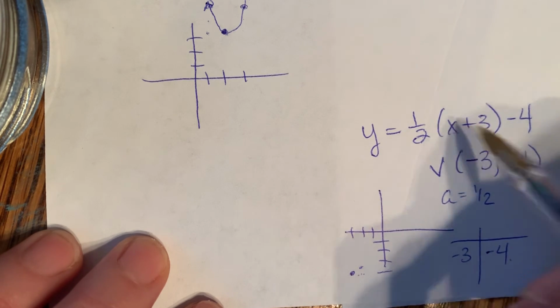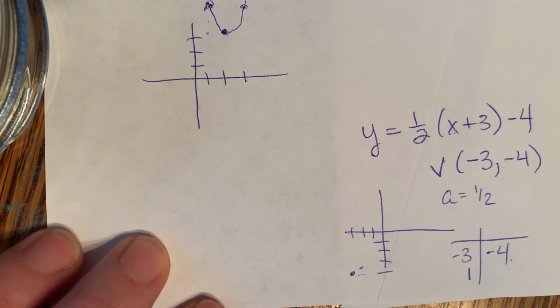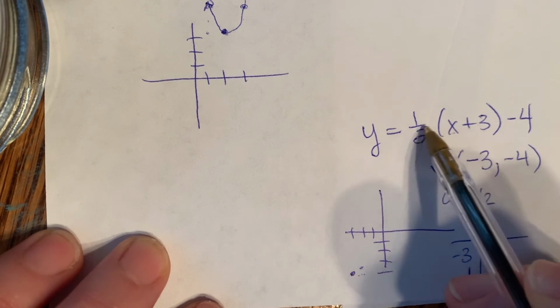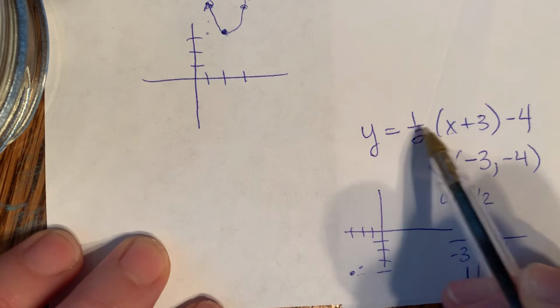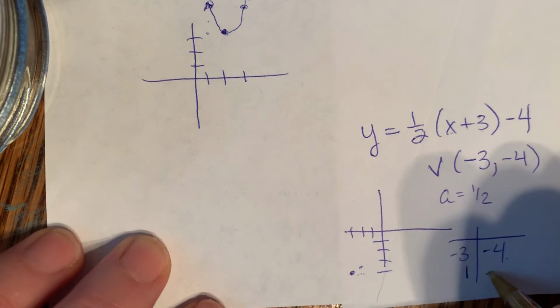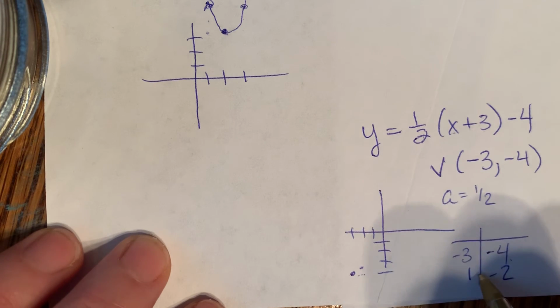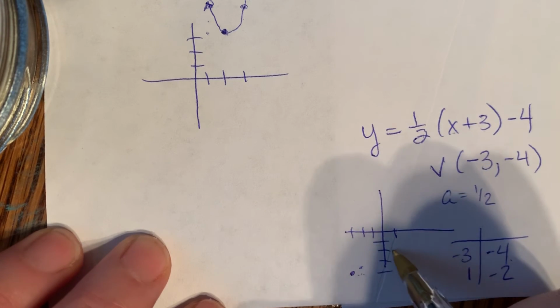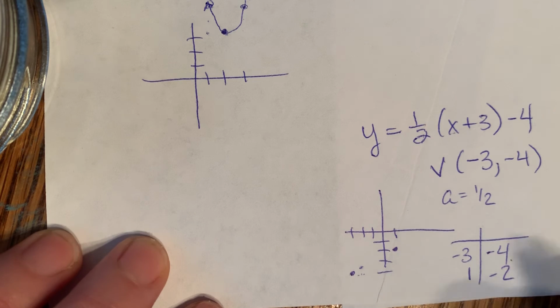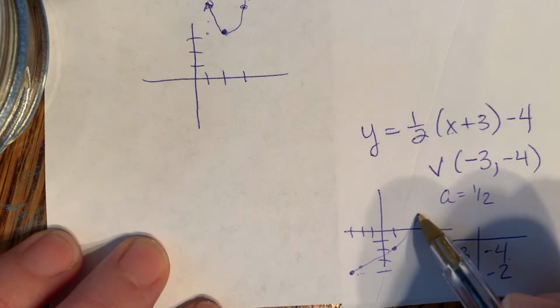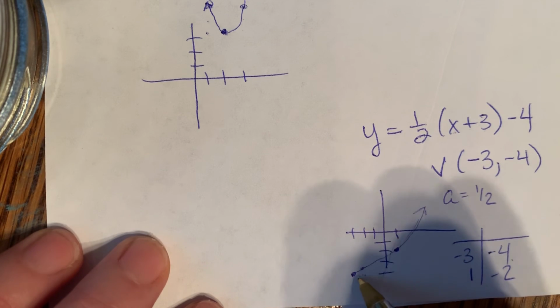So a 1 maybe, if x was a 1. Then I get 1 plus 3, that's 4. 4 times a half is 2. 2 minus 4 is negative 2. So I could plot the other point, which would be 1, negative 2. See how it's still kind of lining up to where I want it. And on Khan Academy, that's enough because it will do the rest for you.